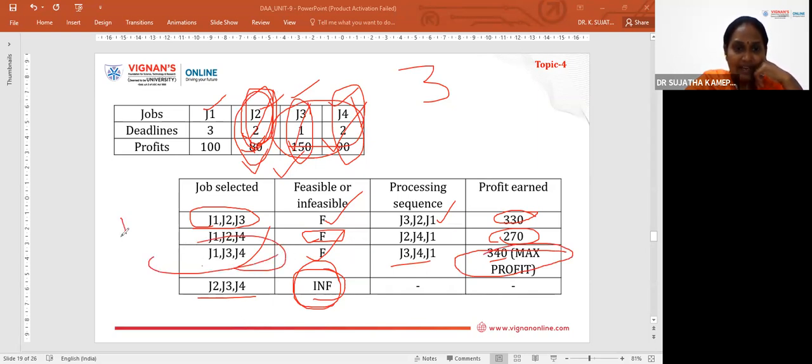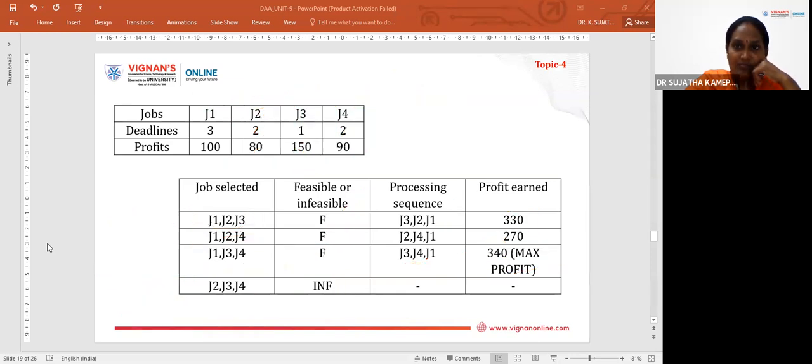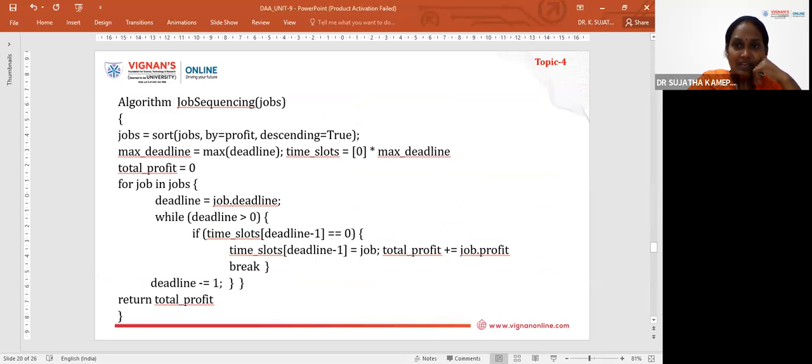Now, how can I write the solution? J1 is equal to 1, J2 is equal to 0, J3 is equal to 1 and J4 is equal to 1. Like that I can write the solution for this problem. Now let us see the algorithm. If the number of jobs is increased, we cannot do it manually.